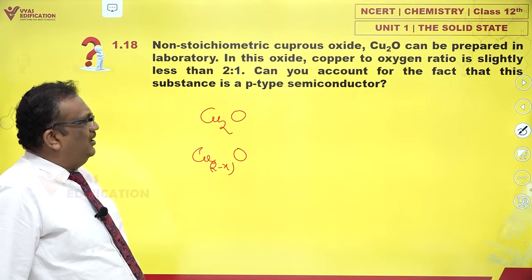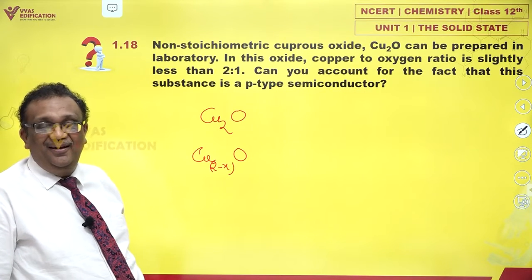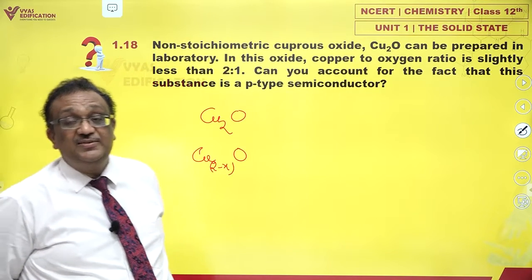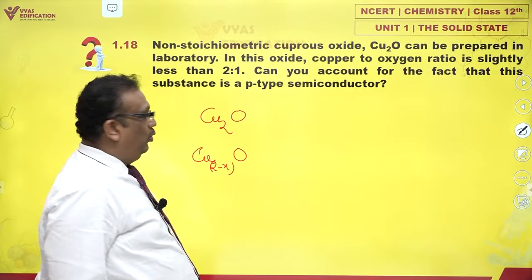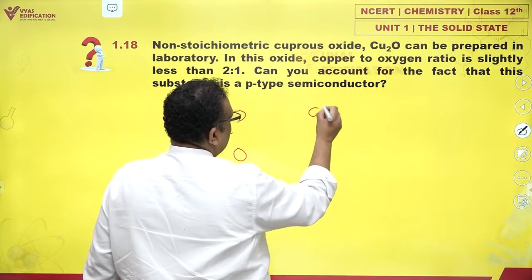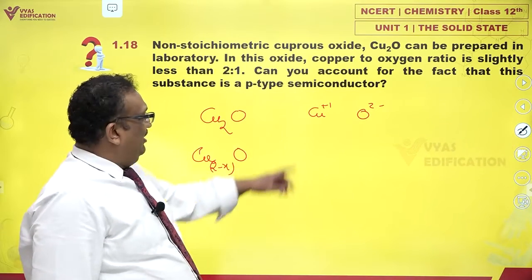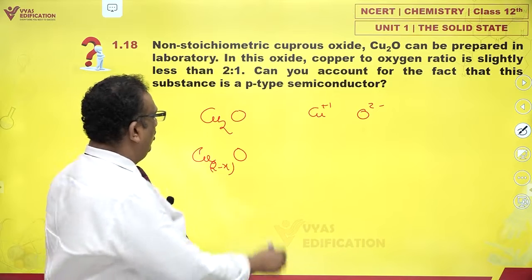Can we say why it is a p-type semiconductor? I guess we can. How? Let's listen. I hope you're aware that copper can exist as +1 as well as +2. Now, if the formula is Cu2O, it means that copper is +1 and oxygen is always -2 anyways. If copper is exclusively +1, the formula is Cu2O.